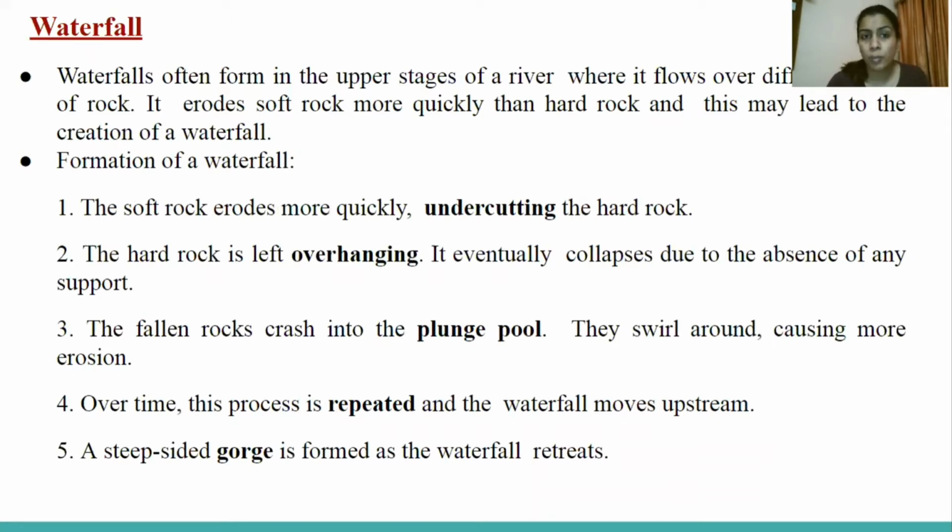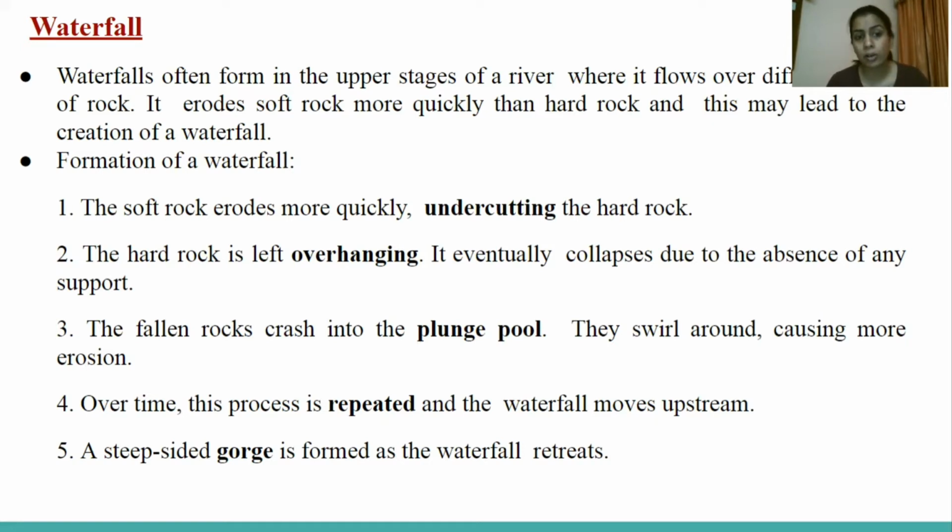Waterfalls often form in the upper stages of a river where it flows over different parts of the rock. तो ये क्या करता है? It erodes the soft rock more quickly than the hard rock, and this may lead to the creation of a waterfall. तो formation of waterfall के different stages क्या होते हैं? The first one is जो soft rock है वो जल्दी erode हो जाता है, and जो hard rock है it stays the same. The hard rock is left overhanging. It eventually collapses due to the absence of any support.